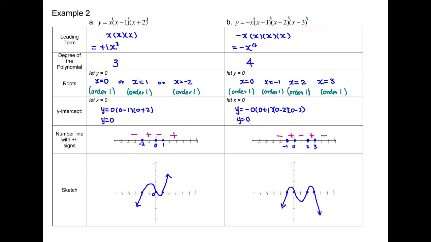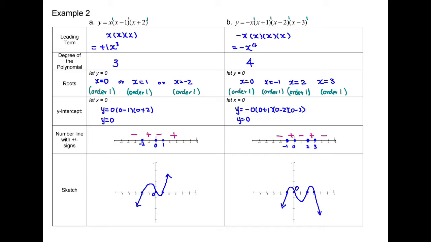And where they go through the y-axis, that's labeled 0. That's the y-intercept. Let's take a look at the root negative 1. This part looks like a linear function. This part looks like a linear function. This part looks like a linear function. And this part looks like a linear function.